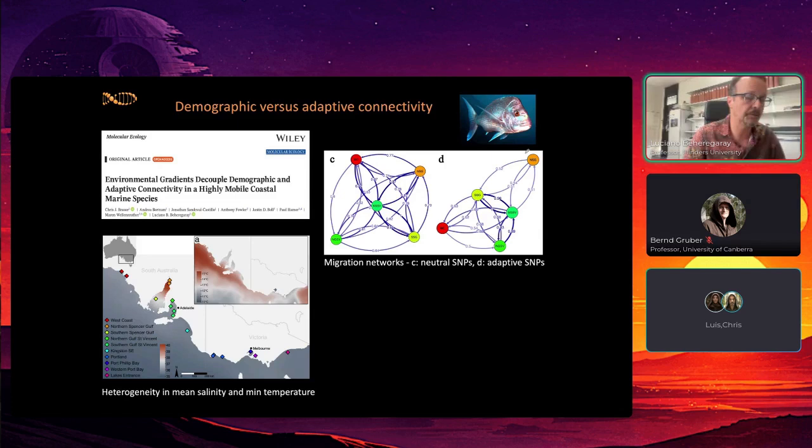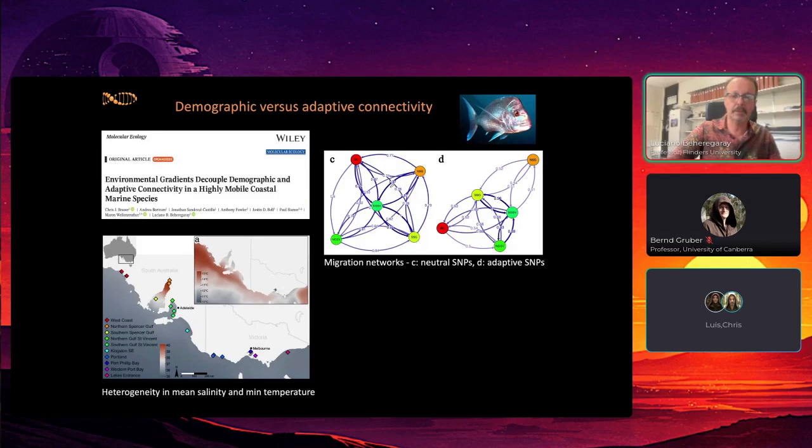So the adaptive data set is here on the D plot of this migration network. Let's just look at the northern Spencer Gulf again, the population in orange at the top. Migration rate now is about 0.5 between that area and other areas of the coast. But if you use the entire neutral data set, migration rates are much higher, some of them close to 100%.